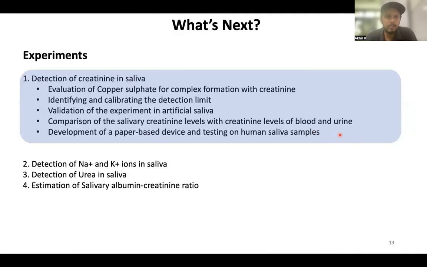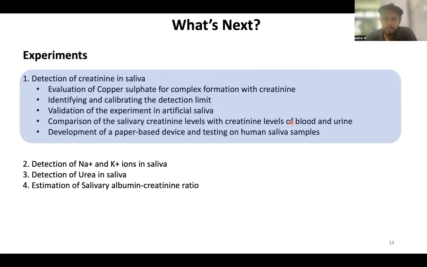So what's next? Initially, we are planning to work on the detection of creatinine in saliva. So we will start with evaluation, and we are planning to use copper sulfate for complex formation with creatinine, and then we will be identifying and calibrating the detection limit, which is most important in case of saliva as a sample. And then we will try to validate this experiment using artificial saliva, of course, initially, and then we will try to compare the salivary creatinine levels with creatinine levels of blood and urine.